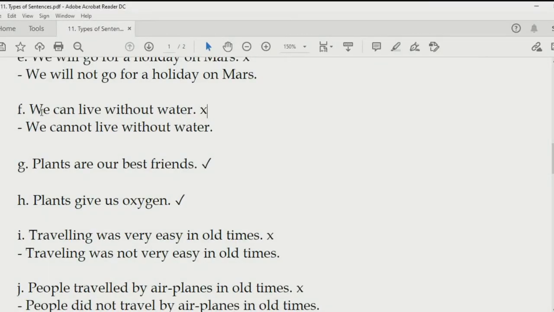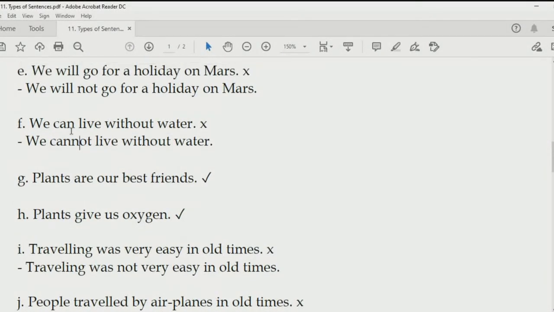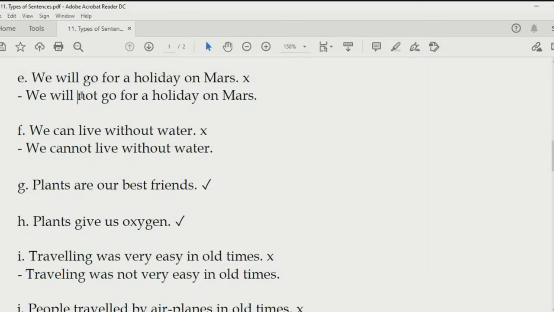Next one. We can live without water. Completely false statement, so we will correct it using not. We cannot. And this is one word in English where you do not have to use the word not separately. You can make it a single word. And very easy to understand, the opposite of can is cannot. We cannot live without water.